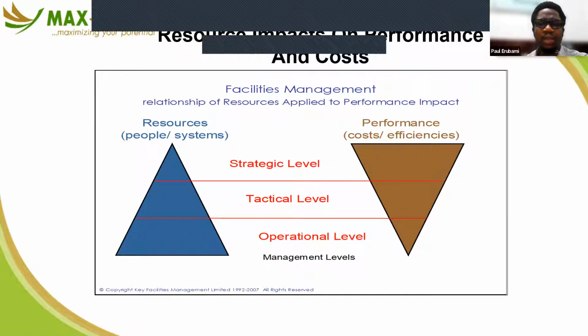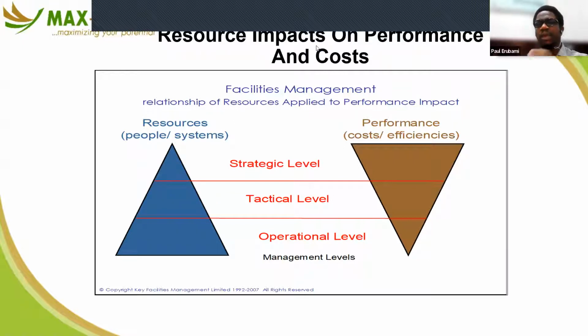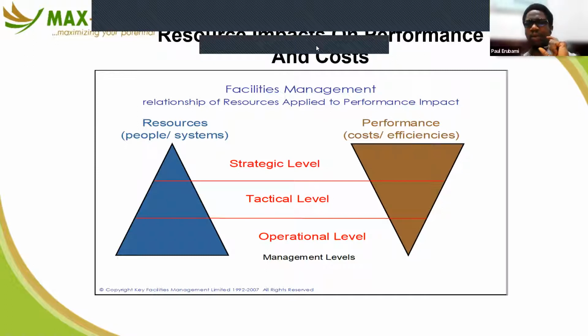Now, at a strategic level, what is happening? You are basically taking care of the high level decision making. Should we outsource or should we insource, for example? It's a big deal. What kind of policies should we put in place that will help us achieve our strategic objective as a corporation, as a company, as an organization? Those are the questions we're answering at the strategic level.